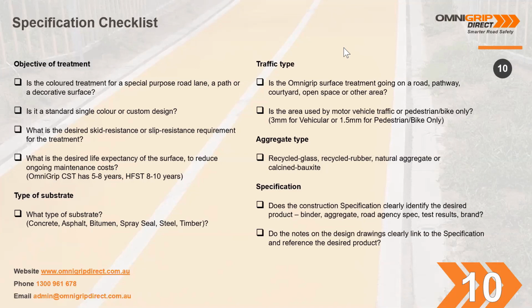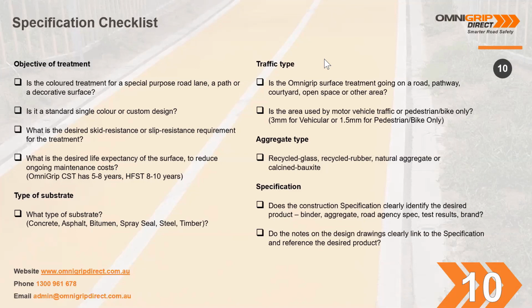The traffic type, you've got to consider the traffic type. Is the treatment going on a road, pathway, courtyard, open space? Obviously the roads require a more solid product and aggregate. Is the area used by both motor vehicle traffic and pedestrians? That's going to help you determine whether you're going to use a 3 mil aggregate or a 1.5 mil aggregate.